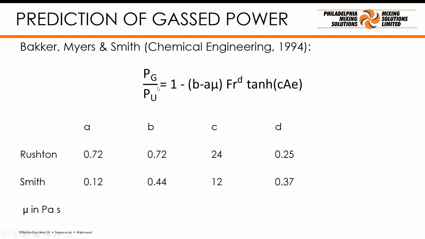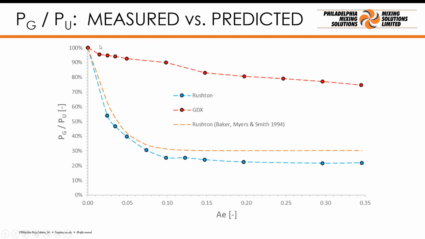If you are using a Smith turbine or a Rushton turbine, this is the equation we use to calculate the power reduction, PG over PU. And this is data that we've taken in our lab. The red circles are our parabolic impeller. The blue circles are the Rushton turbine, and the orange is the fit of the Bakker, Myers, and Smith correlation. So it works very well. But generally, if we can, we would use a concave blade impeller to minimize the loss of power.